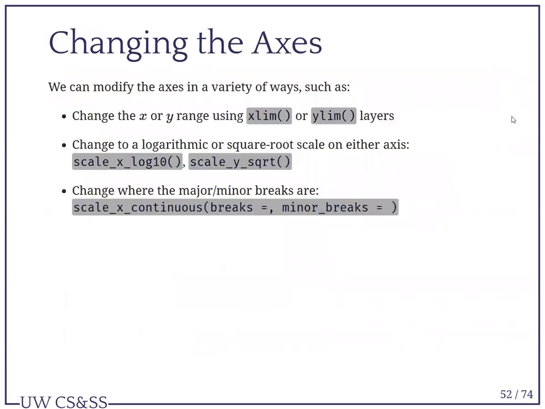One thing that you'll inevitably want to do is change the axes. We can modify the axes in a variety of ways, such as change the X and Y range using the xlim and ylim functions that are layers that we can add. We can change to a logarithmic or a square root scale on either axis. And you can do this after the data has been made. So you don't have to go back and make a column that is the log of your data and then map that into your graph. You can, at the point of graphing, log your data. You can also change where the major and minor breaks are in your graph using a scale_x and then the type of data that's on your x-axis layer.